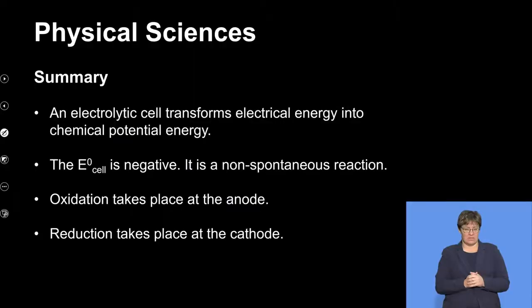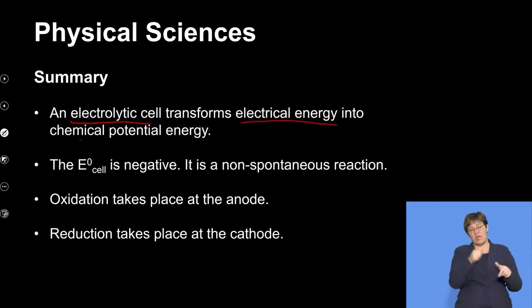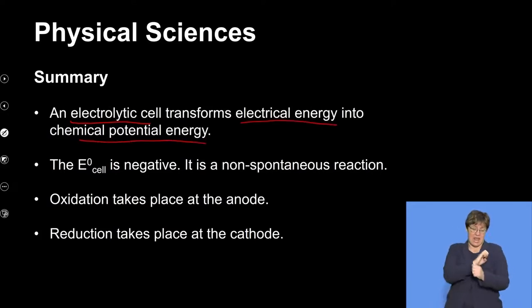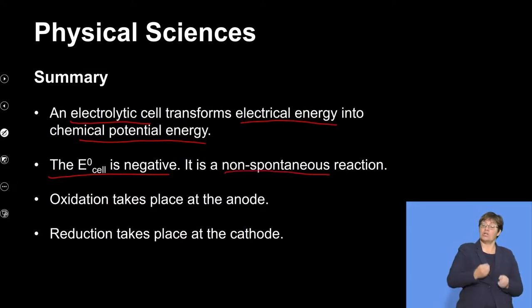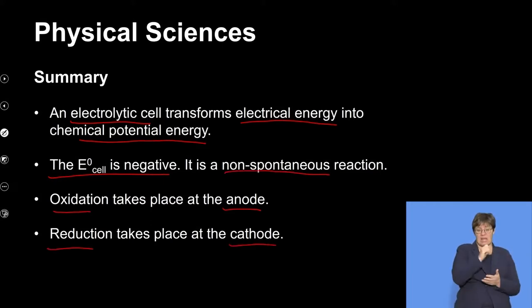If you go to the electrolytic cell, recognize that energy transfers from electrical energy into chemical potential energy, where the E0 of the cell is negative, it's non-spontaneous. We're needing to put energy in, whereas the oxidation reaction always takes place at the anode, even if it's electrolytic, and reduction always takes place at the cathode.